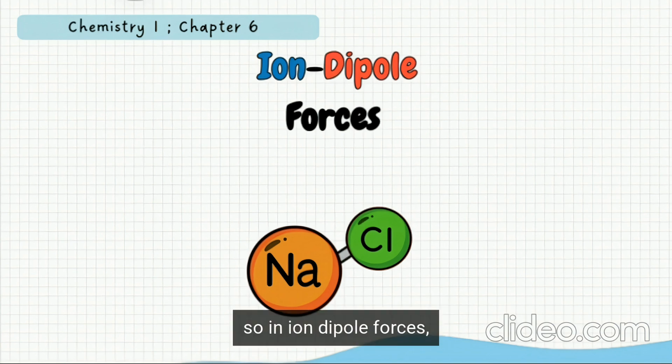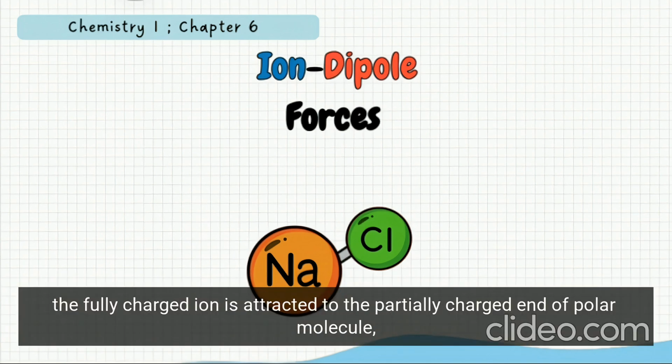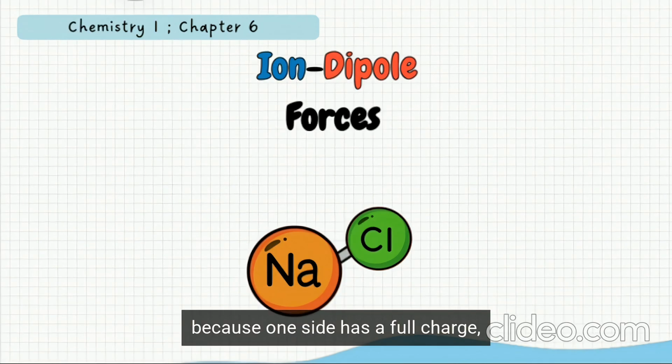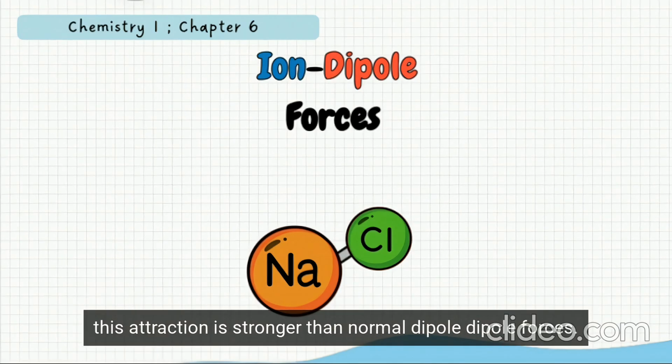So, in ion dipole forces, a fully charged ion is attracted to the partially charged end of a polar molecule. Because one side has a full charge, this attraction is stronger than normal dipole-dipole forces.